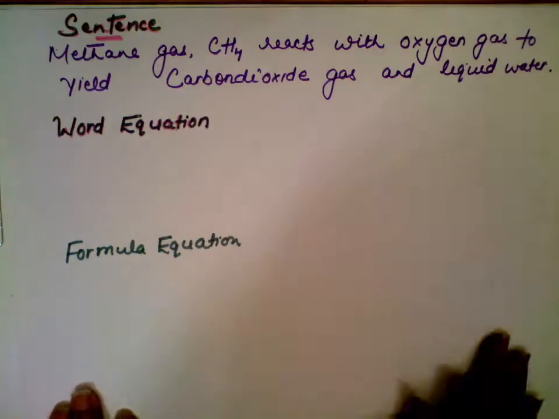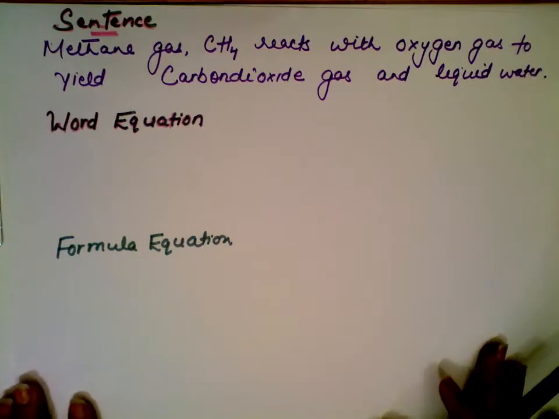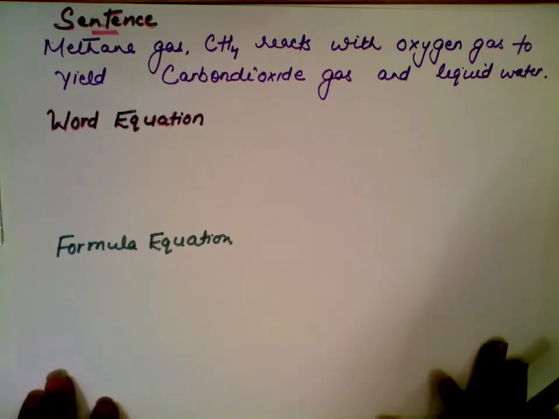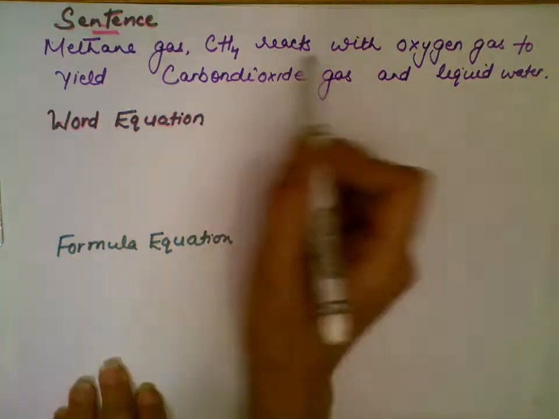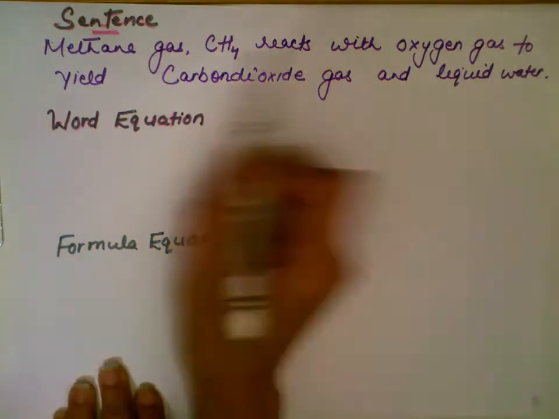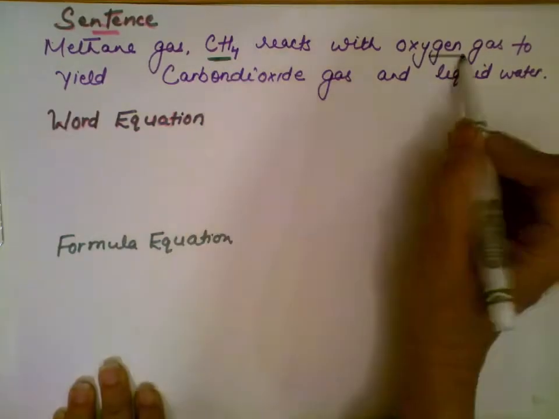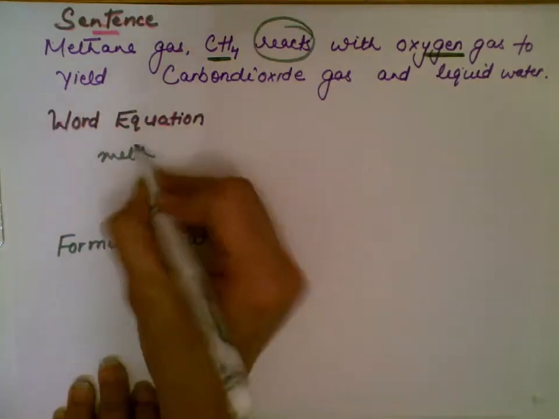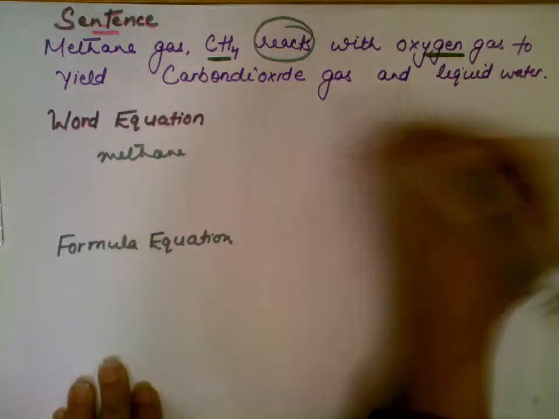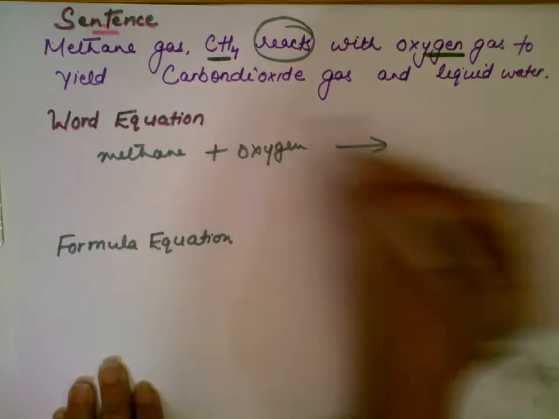So here, methane gas reacts with oxygen gas to yield carbon dioxide gas and liquid water. So how are you going to work on this? The most important thing is you figure out which is the reactant and which is the product. So methane gas is reacting with oxygen gas. So this is your reactant. It says this and this, two things are reacting. So methane gas is reacting with oxygen gas, okay, and it says to yield.